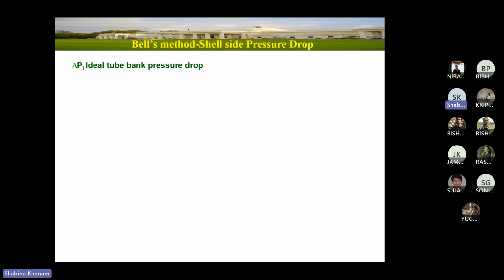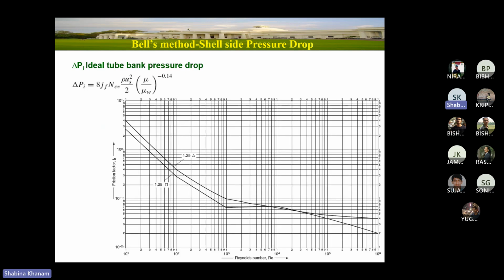Now I have this ideal tube bank pressure drop that we consider here. As I have told you, it basically counts the frictional loss, so that will be counted by NCV, how many rows the liquid will cross. Okay, so this is the ideal tube bank pressure drop. JF you can count from here, right?